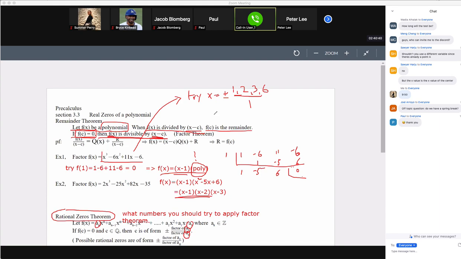So in this case, according to the rational zeros theorem, what do we try for this example 1? The numbers you try are plus or minus 1, plus or minus 2, plus or minus 3, plus or minus 6. There are only 8 numbers you try. So once you find one, then basically that's it. Anyway, review your remainder theorem, factor theorem, and rational zero theorem.